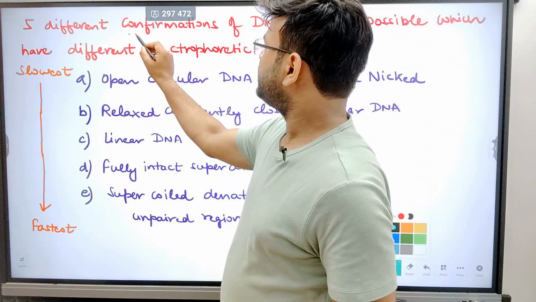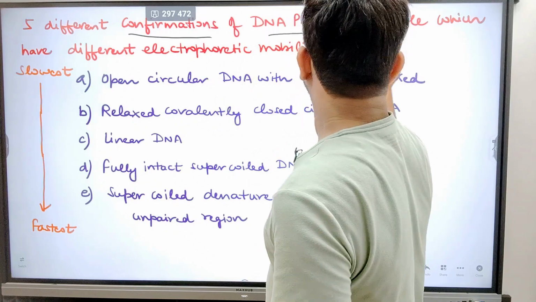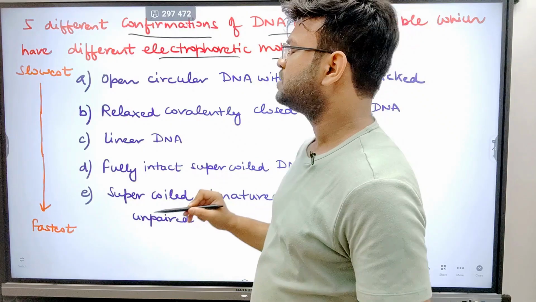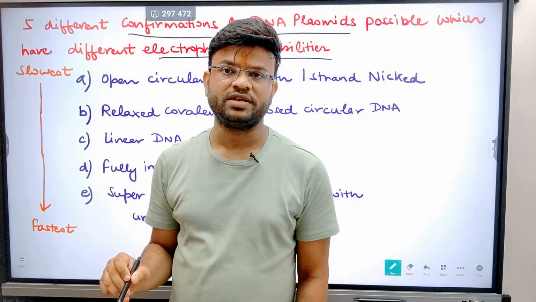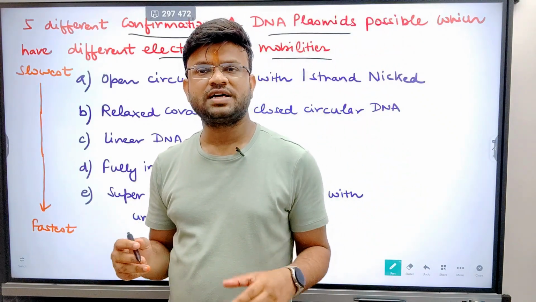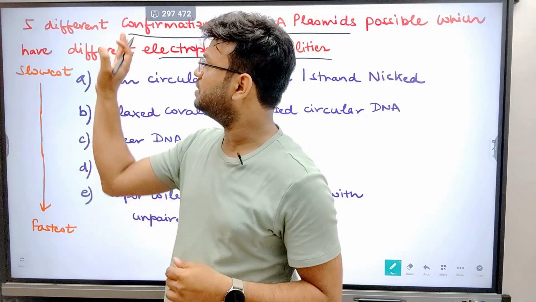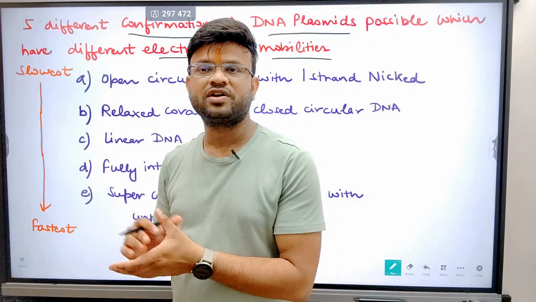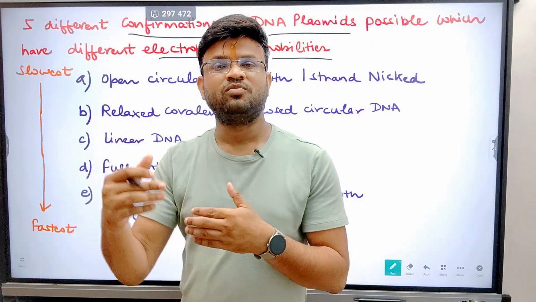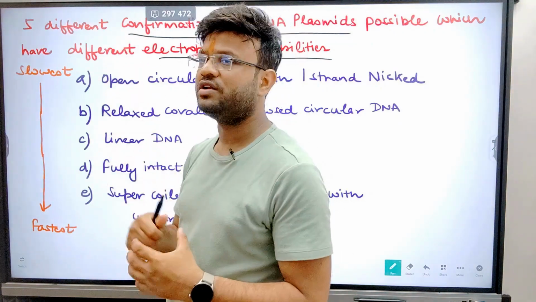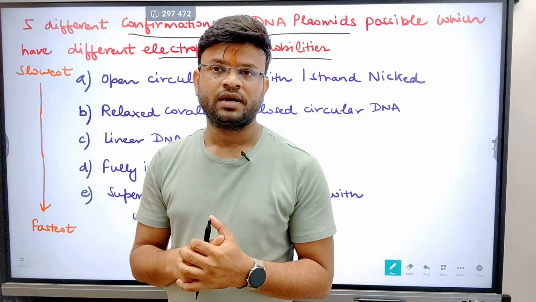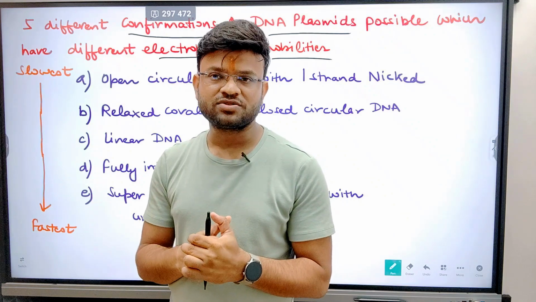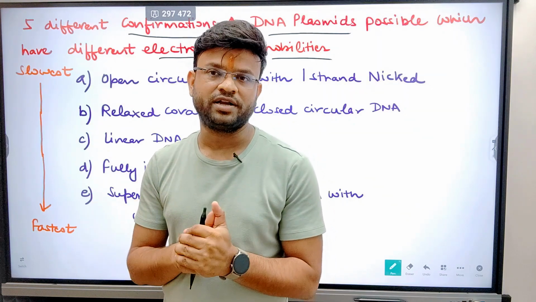There are 5 different conformations of DNA plasmids possible, which have different electrophoretic mobilities. What do you mean by electrophoretic mobilities? It means that if you keep these 5 different conformations inside an electric field, then the mobility or the movement of these different conformations will be different. So you can differentiate between these plasmids on the basis of their electrophoretic mobility.